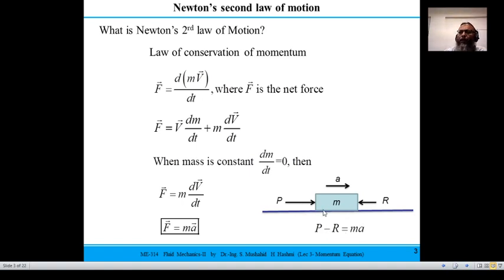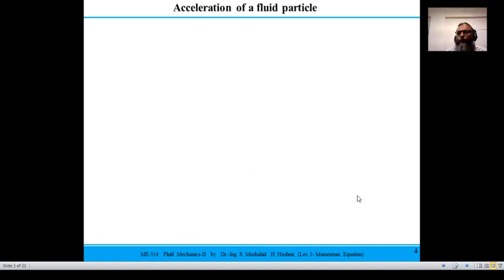For example, if you are applying a force of 10 Newton, and let's say the contact friction is 10 Newton, or maybe 20 Newton, your 10 Newton won't be able to accelerate this mass. If your applied force is more than the resistive force, then the net force would make this object accelerate. So this is an important concept based on Newton's second law of motion.